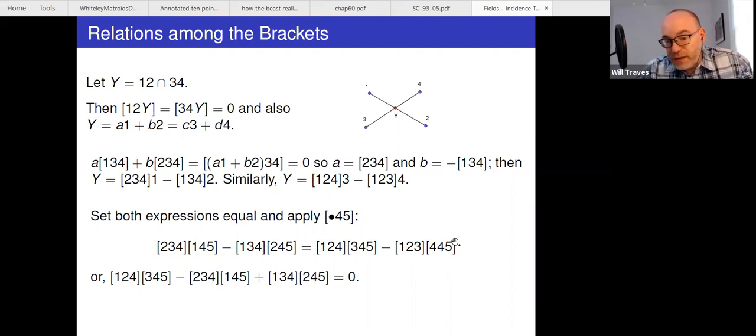Well, we know what 4, 4, 5 is. That's a 0 determinant, right? 2 columns being the same. And then you can just rearrange the columns, rearrange things to get this bracket equation. And this bracket equation has to hold for any 5 points. So this is a trinomial, 3 terms, a trinomial quadratic, 2 brackets in every term, a relation among the brackets in P2. So these brackets are not independent. They satisfy this interesting equation, which will be kind of important to us.